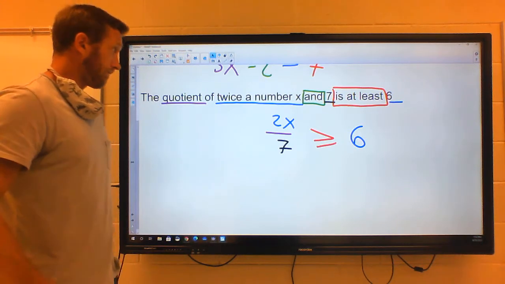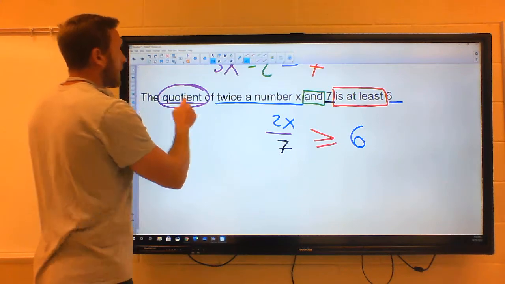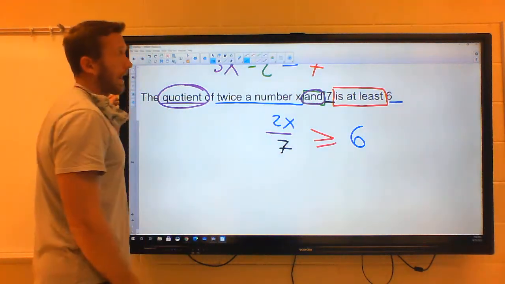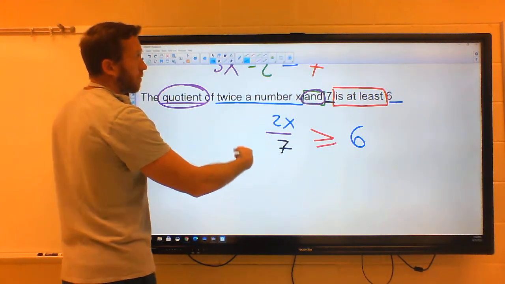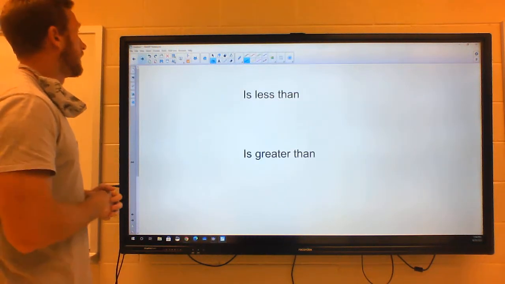That might be beneficial. All right, we see the word quotient. We know that we're tying together 2 items. They're going to be separated by the word and. The first item will be our numerator. The second item will be our denominator. Hopefully that helps us. Okay?